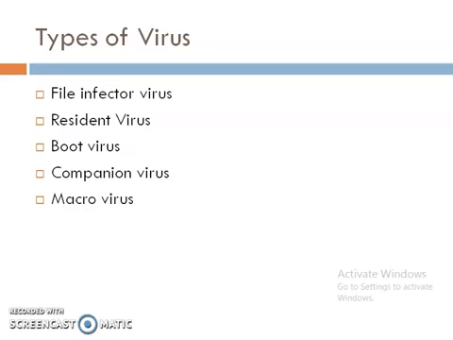Resident virus, it is loaded into RAM and stays there. Boot virus, it infects the master boot record of a hard disk drive. Okay, and it damages the hard disk drive. Companion virus, it adds a program to the operating system that is a malicious copycat version of a legal program. For example, notepad.com is malicious programming code that is added alongside notepad.exe, which is authenticated code. So when the user writes notepad in the command prompt, then Windows executes notepad.com instead of notepad.exe.